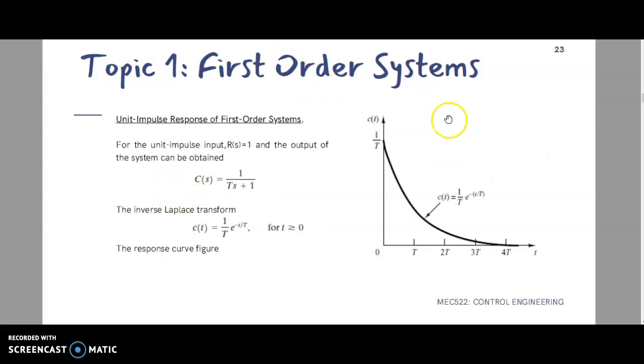And then this one for unit impulse, meaning that R equal 1. So you just take the inverse Laplace and then you can get this one. C(t) equal 1 over T exponential minus t divided by T. Then you akan dapat parabolik terbalik. This is the unit impulse response.